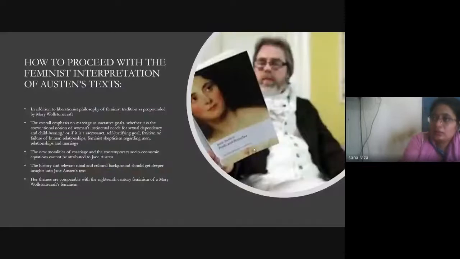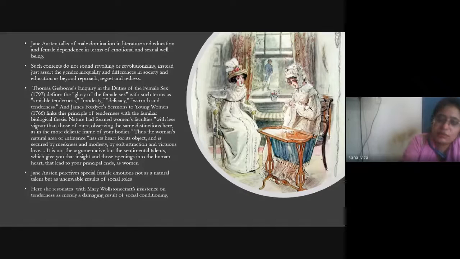So this is again the explanation. I have taken some of the critics here, and basically people have associated Jane Austen's tradition of feminism with Mary Wollstonecraft. Now, Mary Wollstonecraft was a feminist who died before Jane Austen started writing. And the new moralities of marriage was her concern as well. So on those lines, Mary Wollstonecraft and Jane Austen have been often compared. Now, this is all that she discusses. These are some of the quotations that you can go through. I'll try to email this presentation to Basu ma'am so that you can go through this in detail.